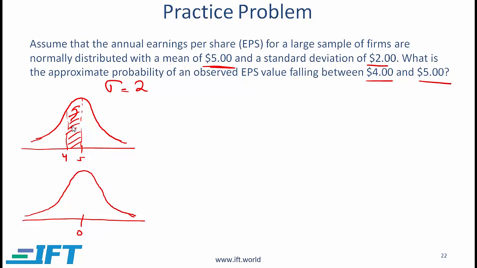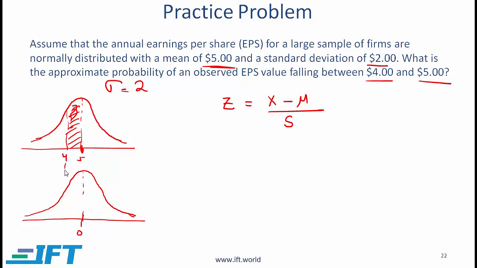So this is the probability that we are looking for, the shaded region. In order to solve this problem, we need to do a transformation. We need to transform this normal distribution into the standard normal distribution. 5 transforms to 0, and I will just write down the basic transformation formula. The z value is given by x minus the mean divided by the standard deviation. For a value of 5, you simply do 5 minus 5, which is also the mean, divided by the standard deviation. So that gives you 0, which is what we would expect.